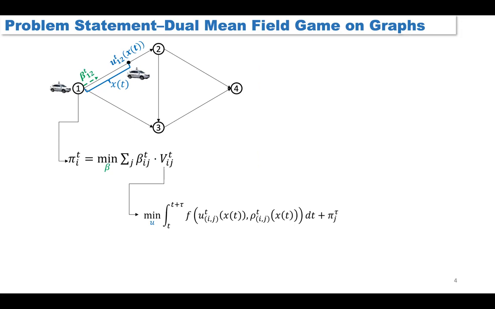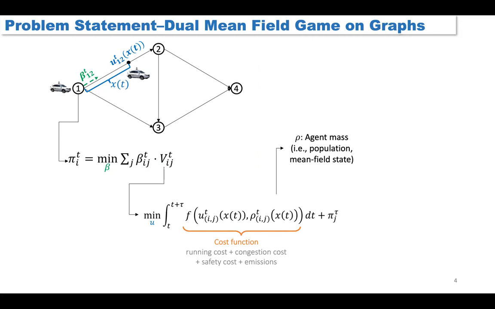V_ij consists of two parts. The first part is the link travel cost. The link cost is determined by the population density rho and the generic agent decision. It usually consists of the running cost, congestion cost, and so on. The second part is the terminal cost, when the vehicle exits the edge ij at the node j, which is determined by the travel cost from node j to destination. To sum up, the generic agent in the mean field game selects the route choice at the nodes and speed choice along the edge in order to minimize the total travel cost.